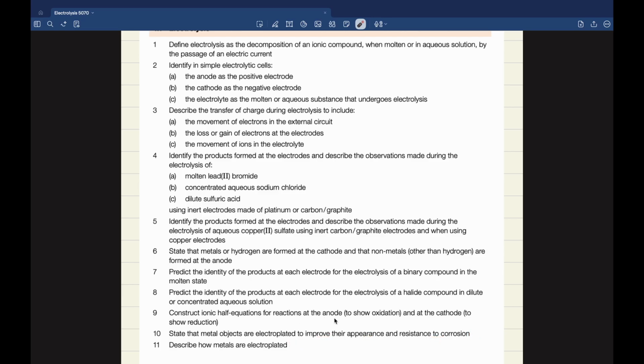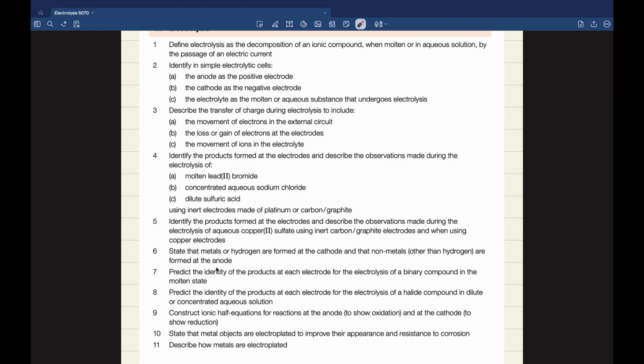See, construct half equations for the reactions at the anode and then the cathode, and we even learned how to draw full net equations using these half equations as well. Okay, predict the identity of products at each electrode of the electrolysis of a halide compound in dilute or concentrated aqueous solutions. We did that. We did it in its molten state as well. Metals and hydrogen are formed at the cathode. That is something that you know.